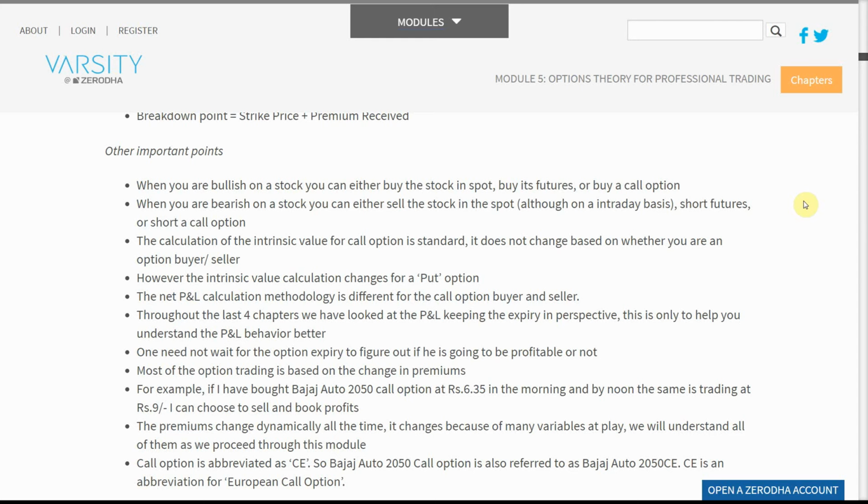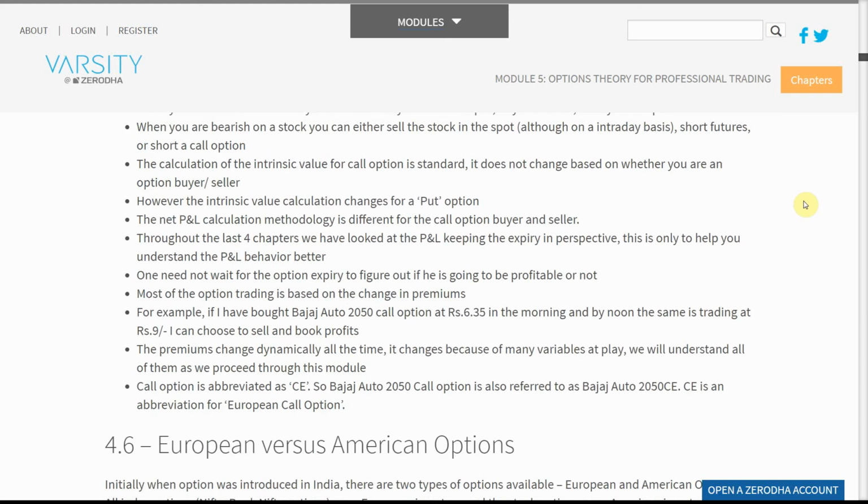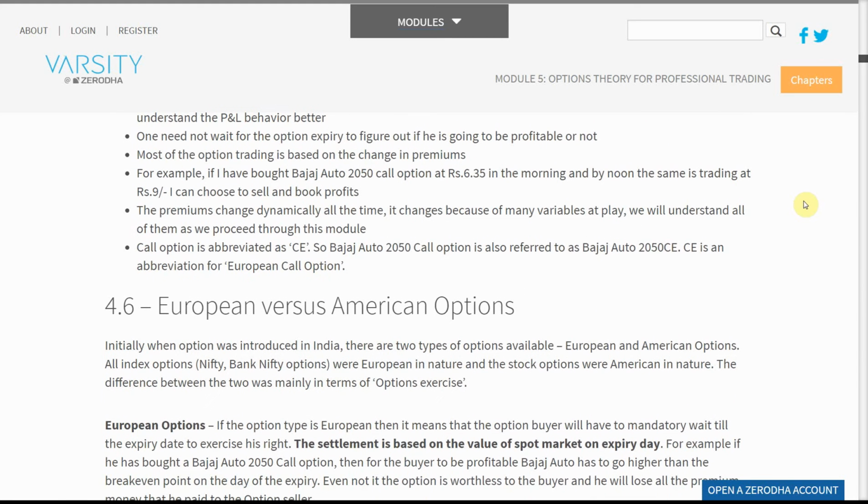The premiums change dynamically all the time. It changes because of many variables at play. We will understand all of them as we proceed through this module. Call option is abbreviated as CE. So Bajaj Auto 2050 call option is also referred to as Bajaj Auto 2050 CE. CE is an abbreviation for European call option.